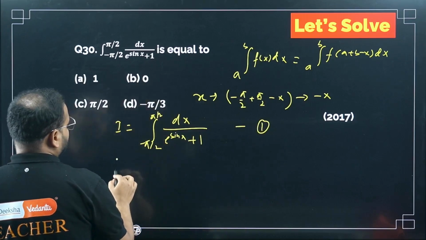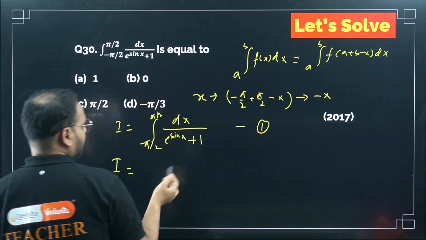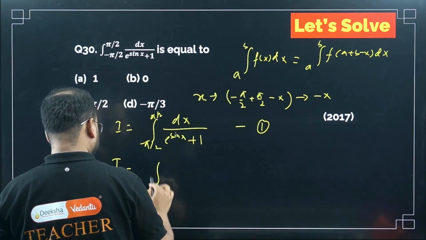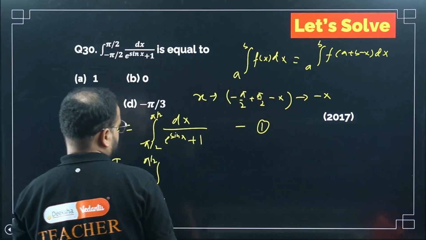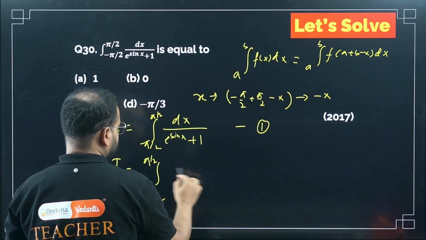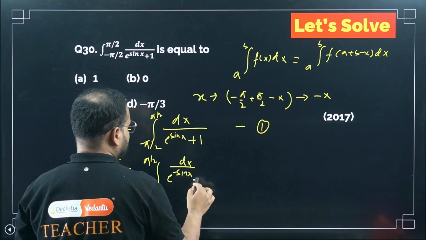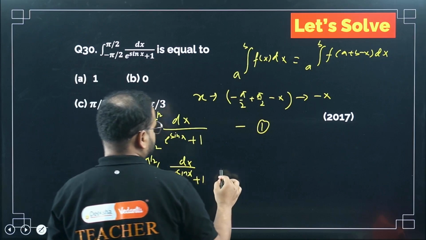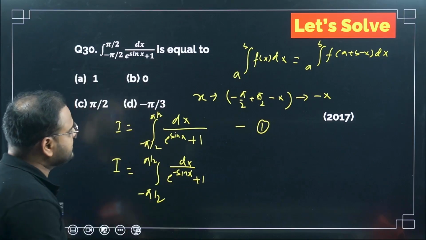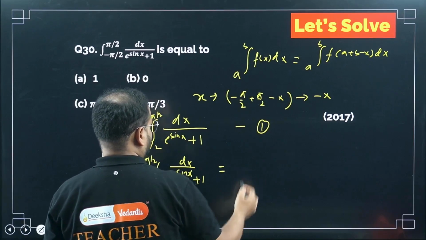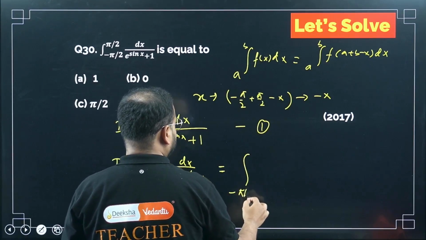This is my equation number 1. What is my equation number 2? I'll rewrite this in this form. The limit will remain as it is. Okay. I'll get it as e power minus sin x plus 1. Okay. I can replace this. Please have a look. The limit will remain the same.